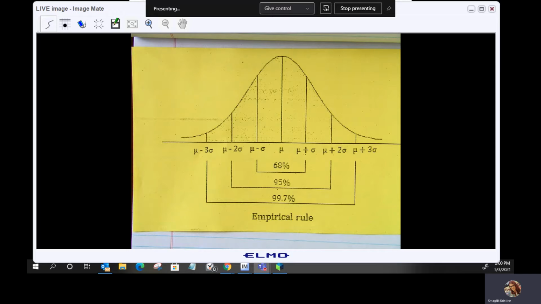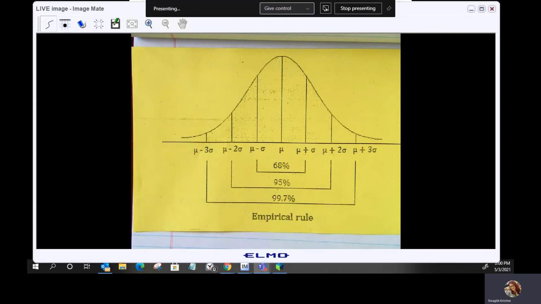And if you remember, standard deviation is distance from the mean. 95% of our data will fall within 2 standard deviations of the mean, and then 99.7% of our data falls within 3 standard deviations of our mean.